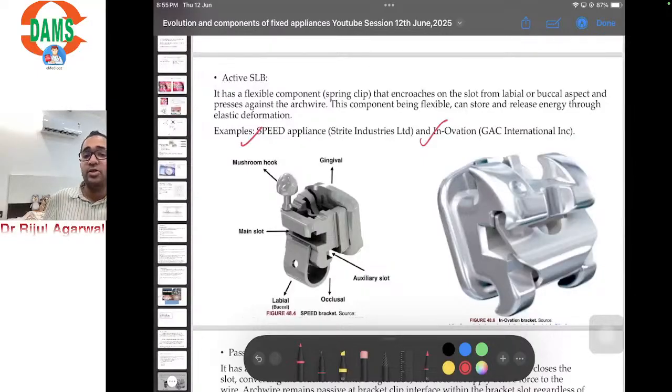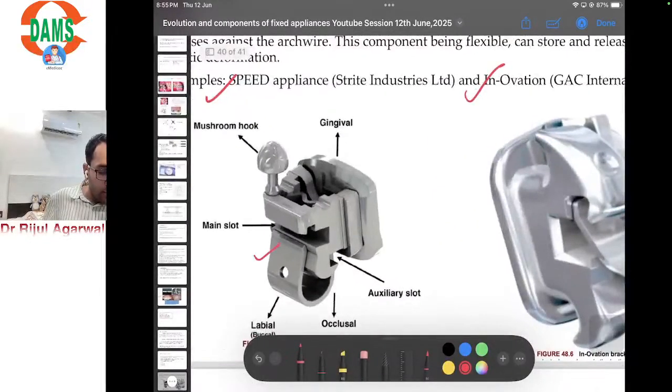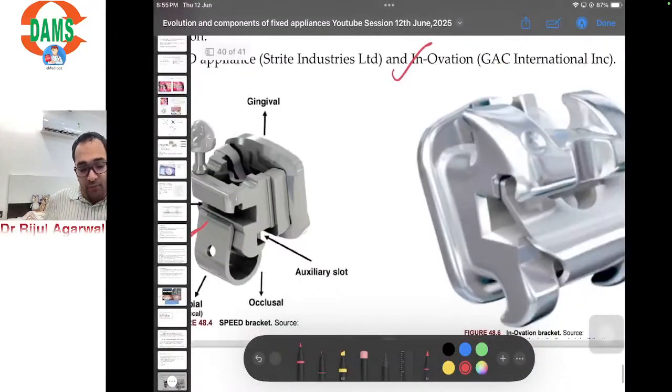Or these are the images of these brackets. So if you can see, the clip is exerting active force. See, it has compressed on the slot and exerting active force on the slot.